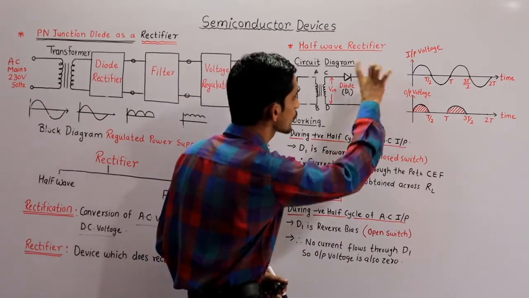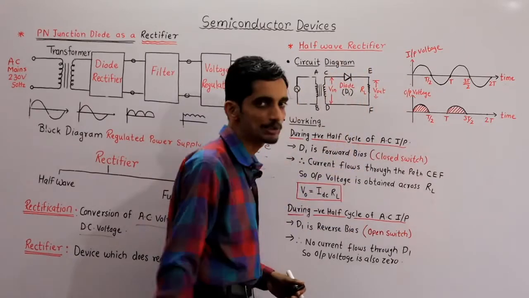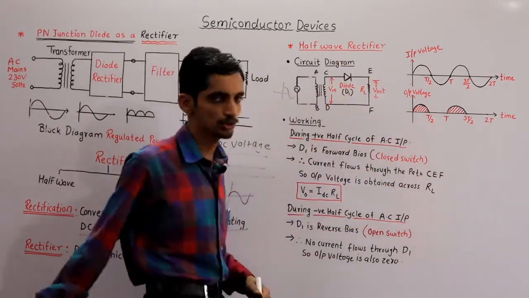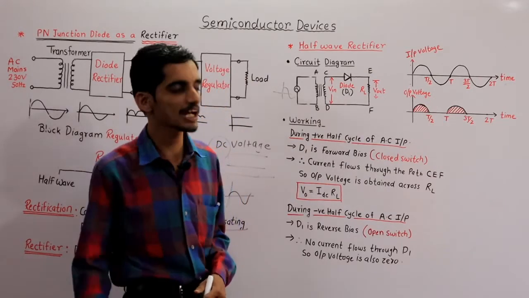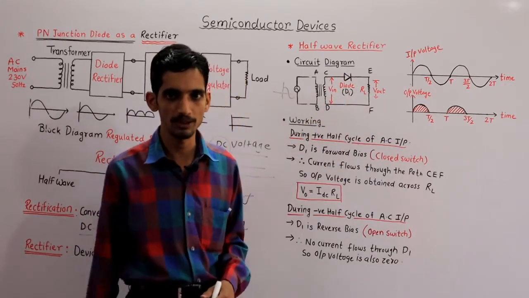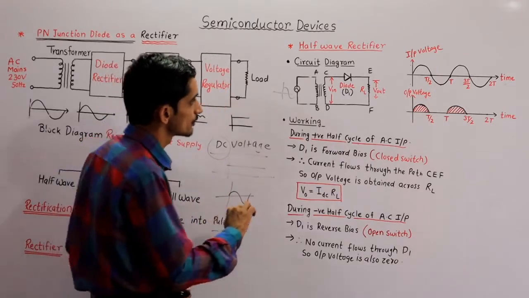And this is a load across which we are interested to measure output. So across this load resistance, we measure the output voltage. So this is a diagrammatic representation of the half wave rectifier. So important observation in half wave rectifier: only one diode is required. This is the important point. Okay. Second important point now, working.